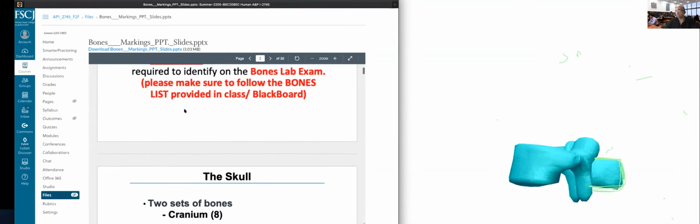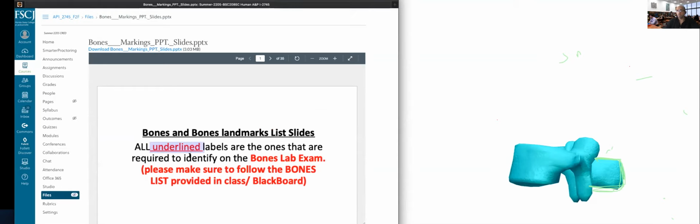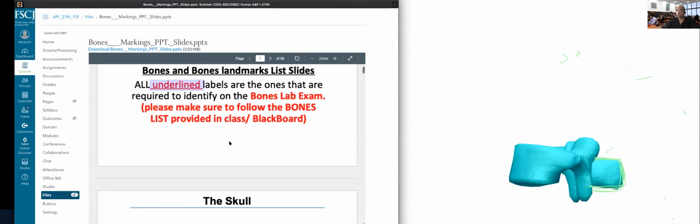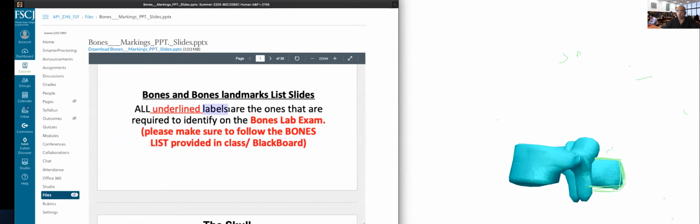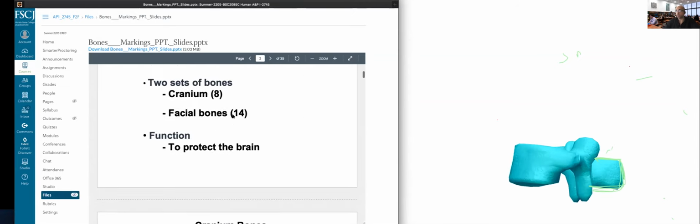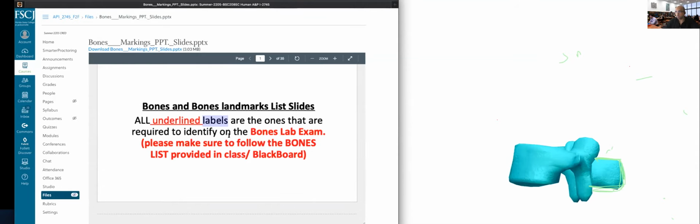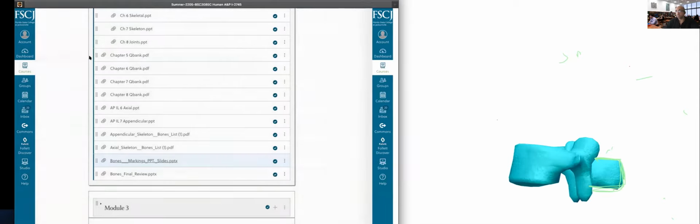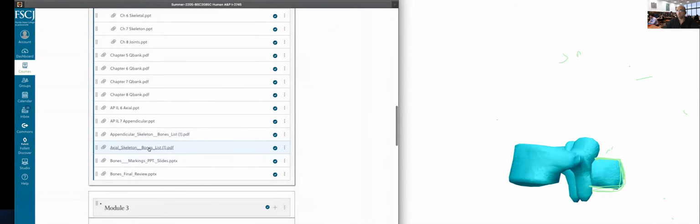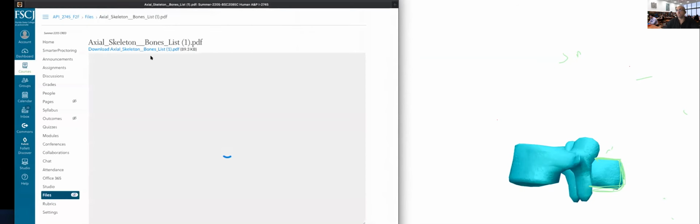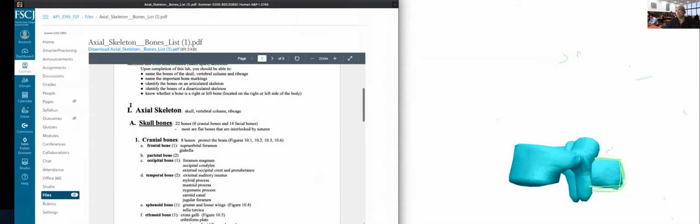Those are going to have the underlined parts, but remember, for the exam you don't need only to identify the underlined labels in this PowerPoint. You need also to check the bones list for other information, like the articulations and the function of the bone. Today we are almost done with the axial skeleton, so you're going to see the axial skeleton list on here. Those are three pages for the axial skeleton.